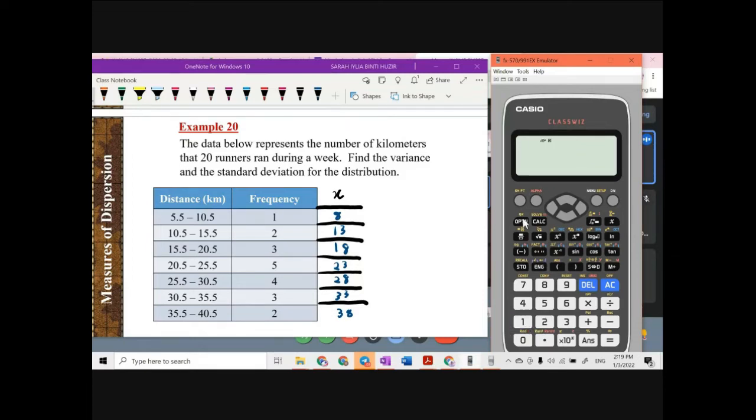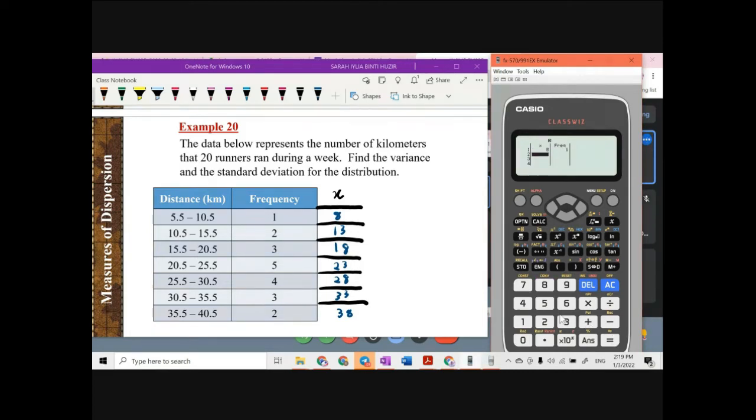Okay, and then kita nak masukkan balik dalam data tadi kan. Go back to menu and then choose option number 6, statistic, 1 variable. So keluarlah table awak. We have X. X is the midpoint. Frequency is your frequency lah. Okay, so now we compute everything into the calculator.